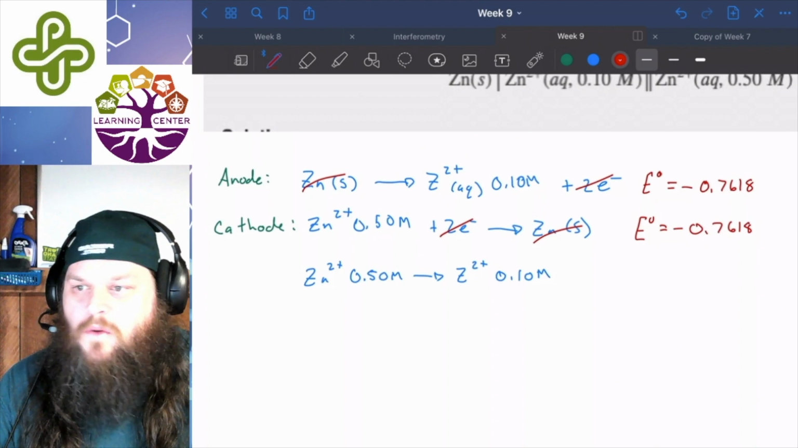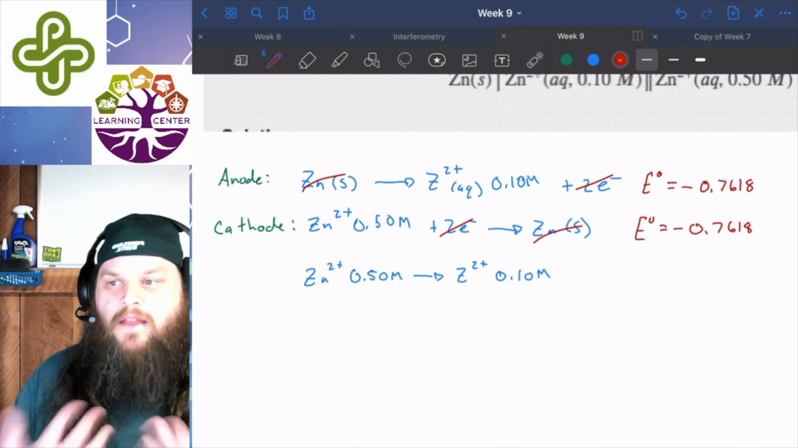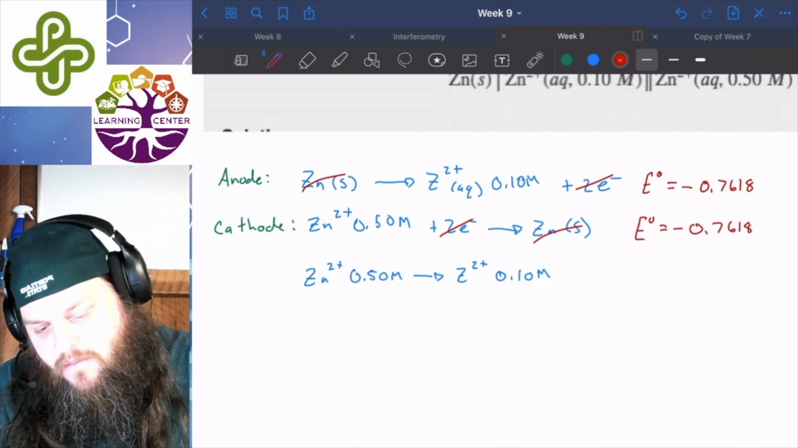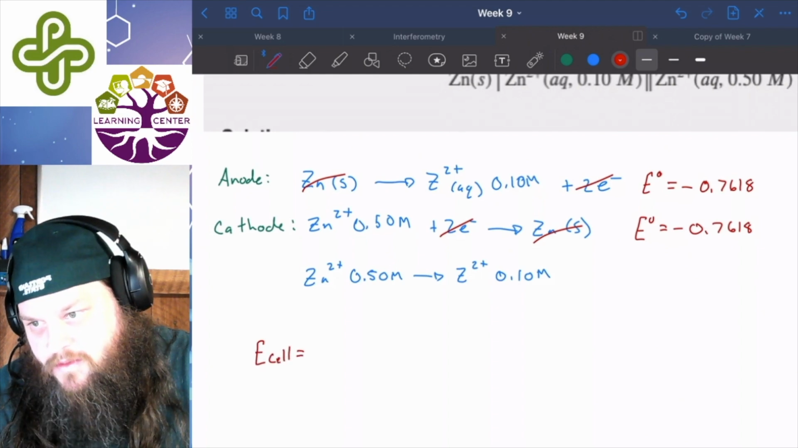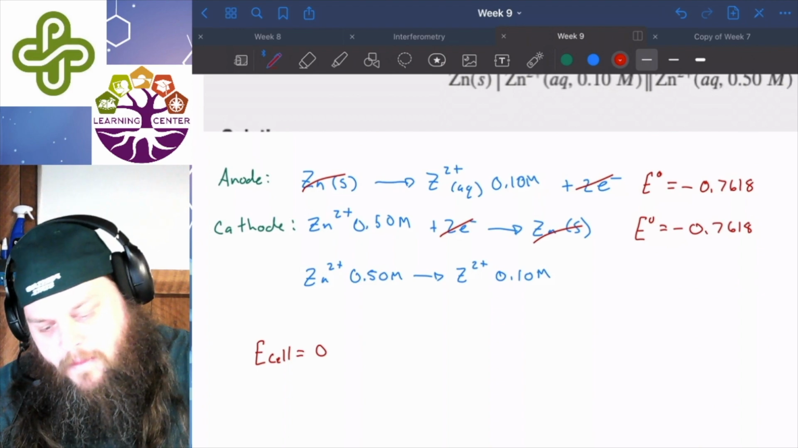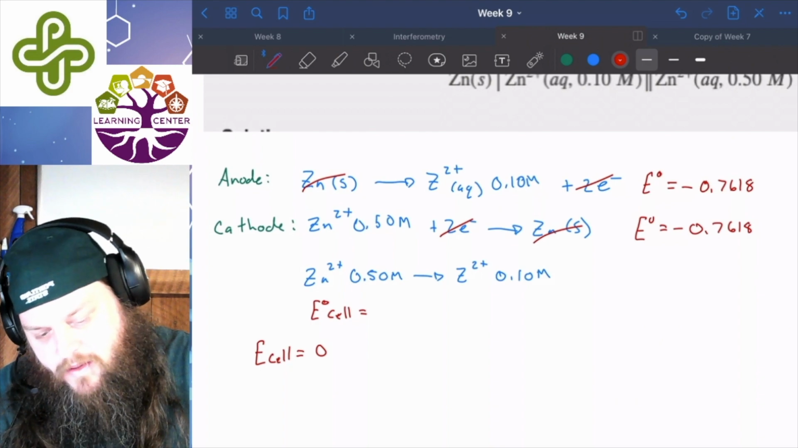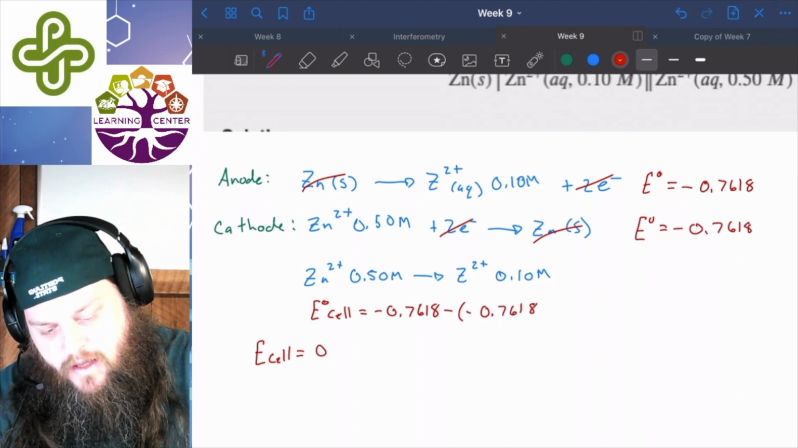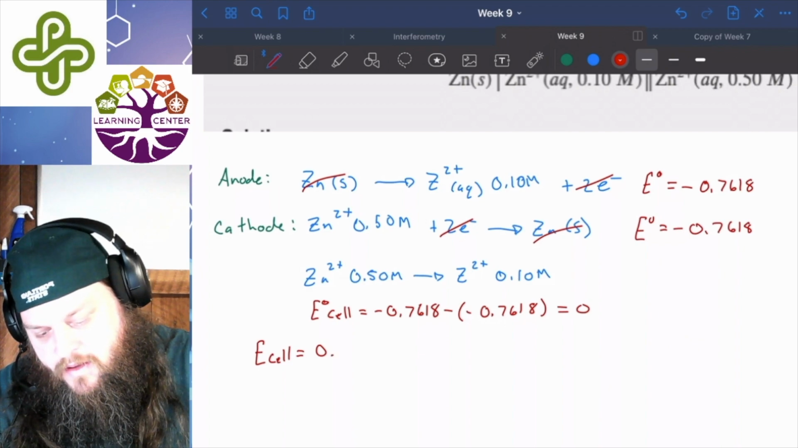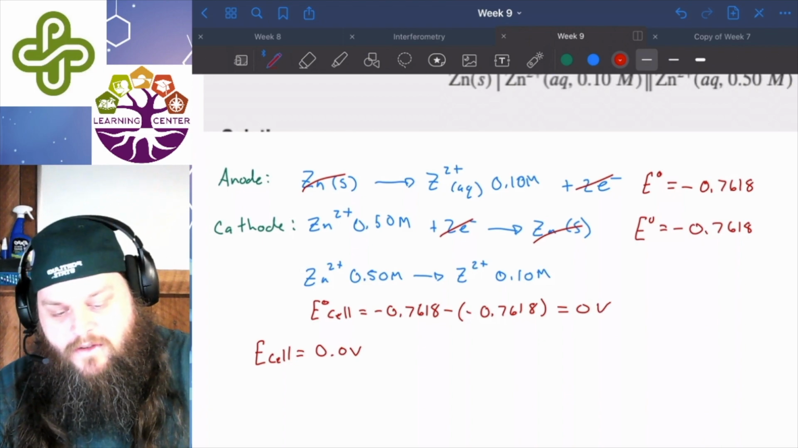So in this case, we don't want to be using just our standard energy of the cell. We need to substitute in that Nernst equation. So doing that, we can see that the cell is going to be equal. In this case, we can see that our normal cell value here is going to be negative 0.7618 minus a negative 0.7618, which is equal to 0. So this is going to be what we plug into our Nernst equation.